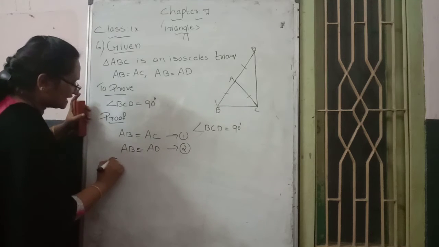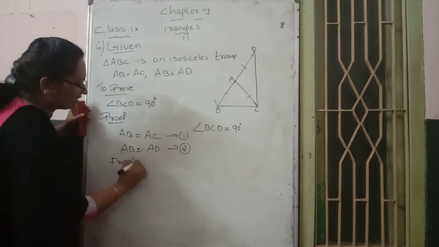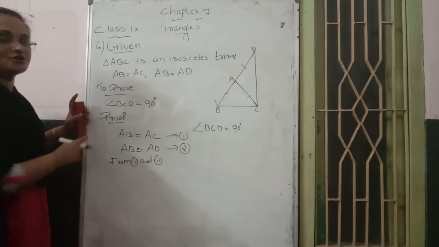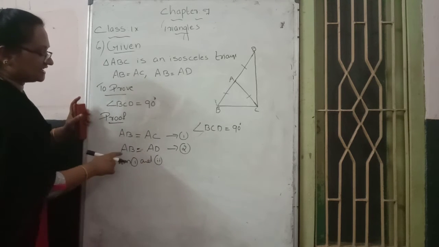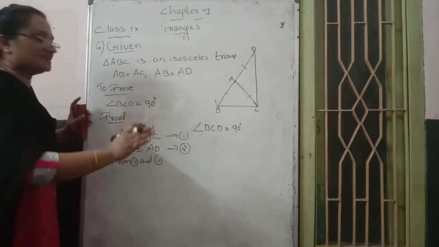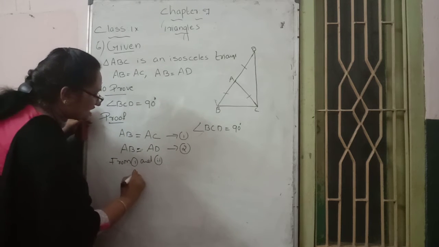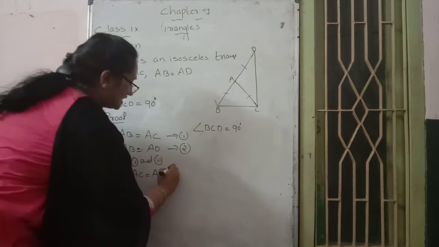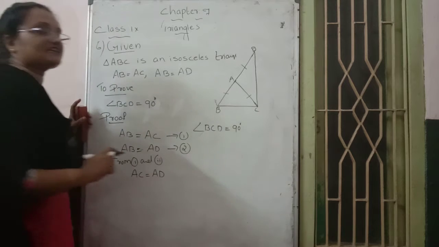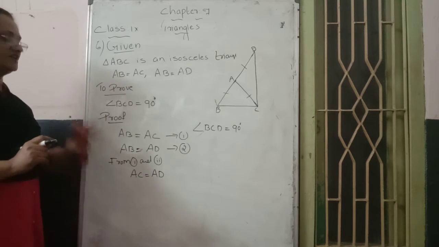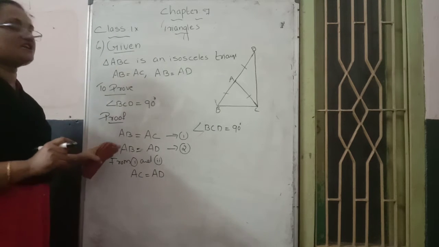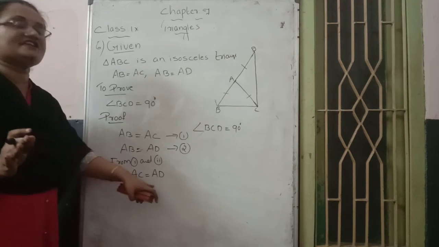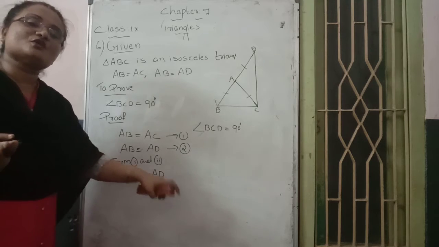Then comparing equation 1 and equation 2, both of their right sides become equal. See, the AB side is the same side, so we remove it. Then which side remains? AC side is equal to AD side. We get here that AC and AD sides are equal. Since AB and AB are equal sides, we remove them and finally reach AC equal to AD side.